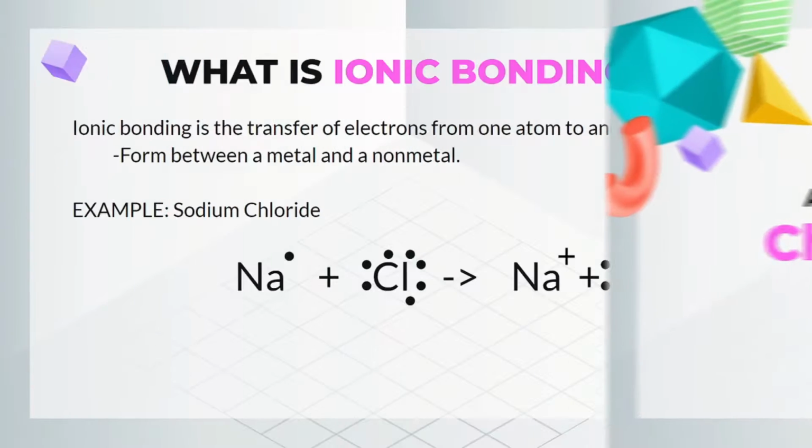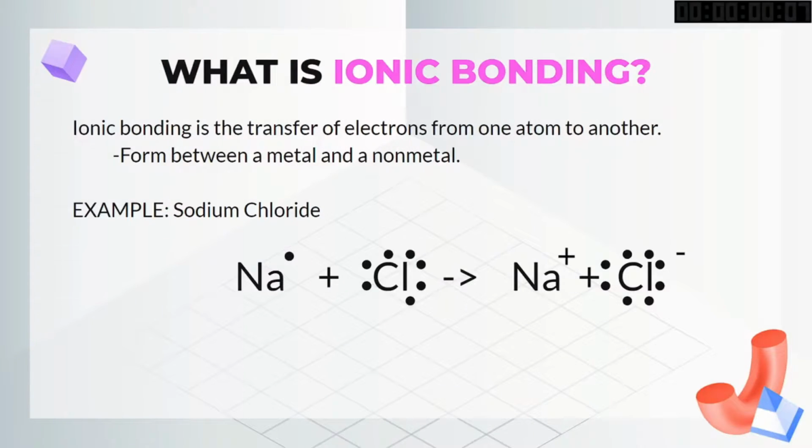3 minutes. Firstly, we'll start off with ionic bonding. Ionic bonding is the transfer of electrons from one atom to another. This is normally formed between a metal and a non-metal because metals give off electrons while non-metals receive said electrons. An example of this would be sodium chloride. Sodium gives off one electron while chlorine receives one, thus making sodium a positive ion and chlorine a negative ion.